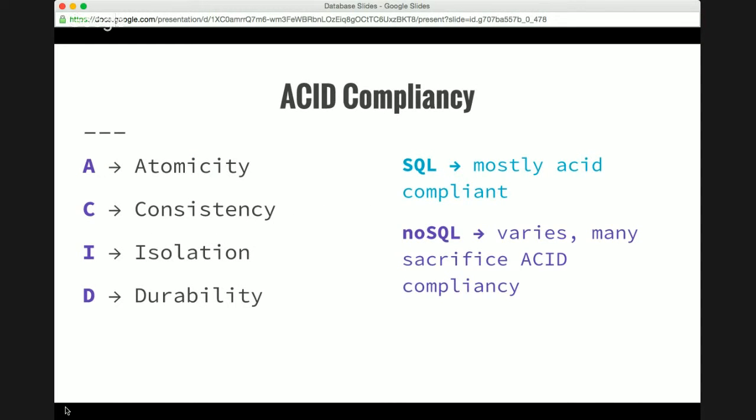ACID compliancy is the next thing, and what ACID stands for is atomicity, consistency, isolation, and durability. In an SQL database, most relational databases are ACID compliant. However, on the other hand, noSQL databases actually vary depending on the technology, and many give up ACID compliancy for performance and scalability.